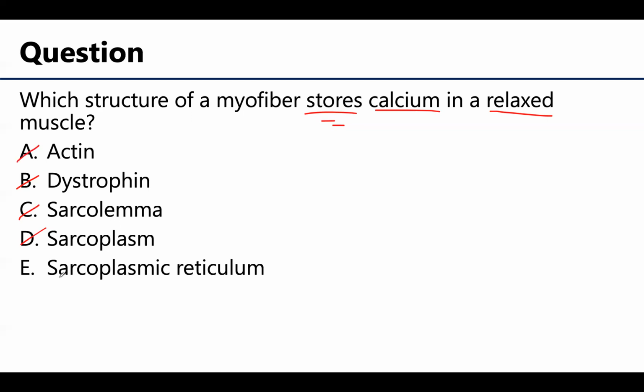It is the sarcoplasmic reticulum that is hugely important in terms of storage of calcium in a relaxed muscle. If it gets the message, or the action potential, it allows for the release of calcium into the sarcoplasm, and that's generally when you begin the process of muscle contraction.